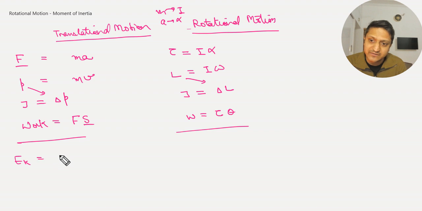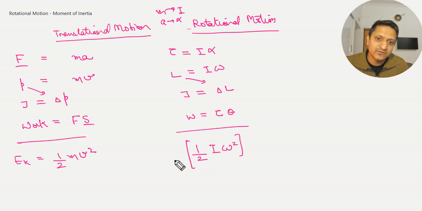That is kinetic energy, half m v square. So this will become half, m will become I, and v will become omega. So this formula will be for the rotation. So now I am covering the next topic, that is the energy part.